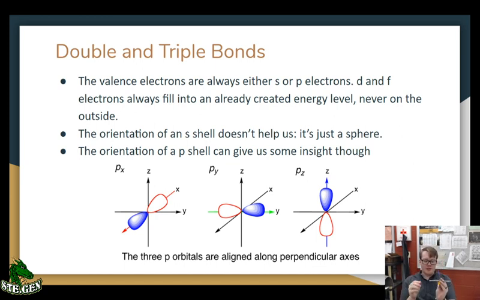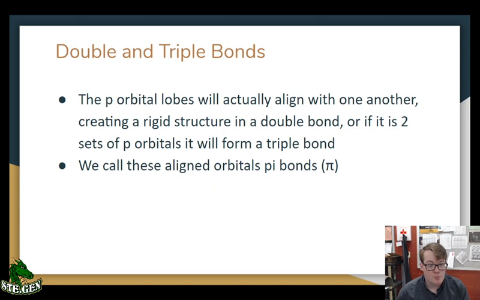But if, for example, 2 adjacent atoms connect with their p orbitals and they overlap here and they get kind of stuck together, there are still, on each of them, orbitals going up and orbitals going in and out. The orbitals are oriented on perpendicular axes. So the p orbital lobes will actually align with one another.